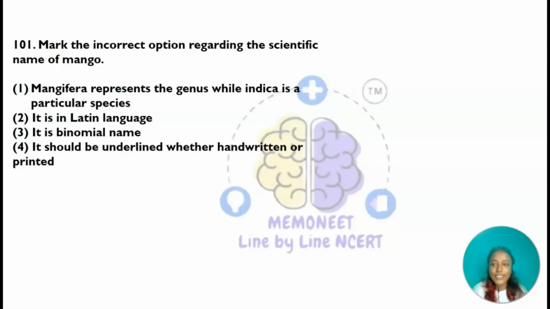Here we'll be discussing the BPT1. The chapters in this test are The Living World and Biological Classification. I'm Nandini Sarkar and we'll be discussing the questions today.